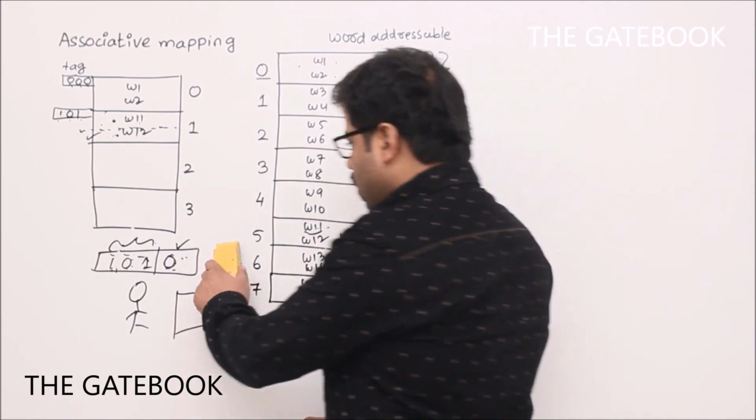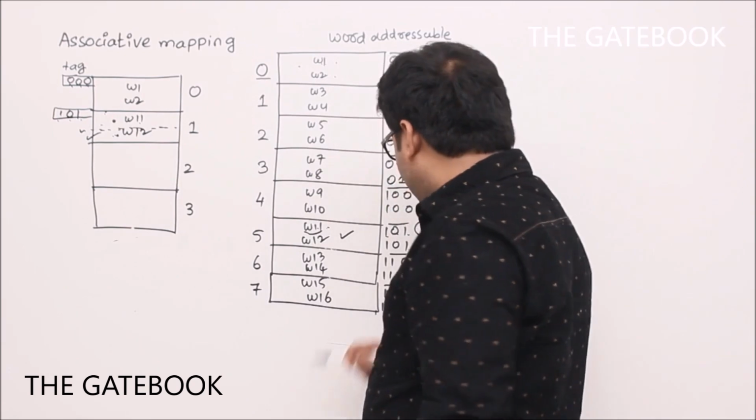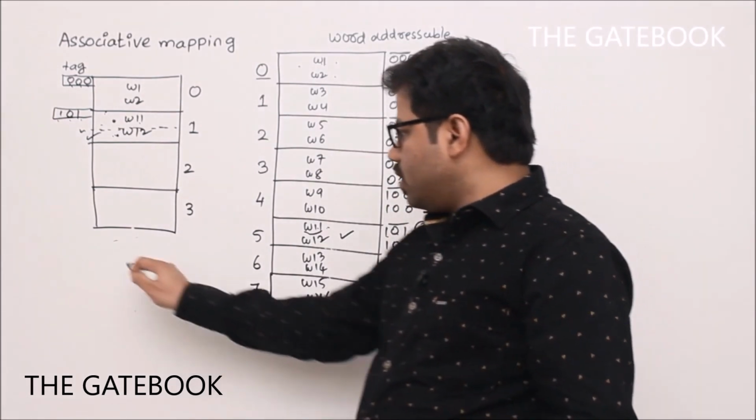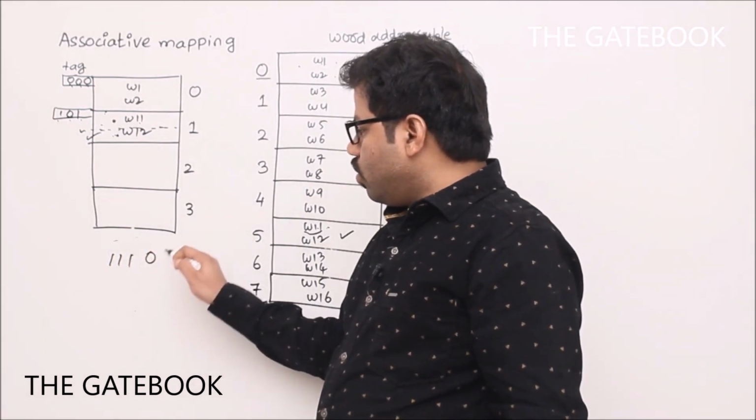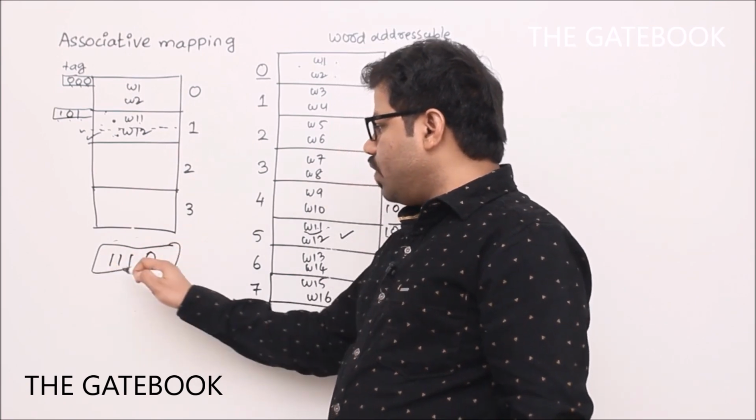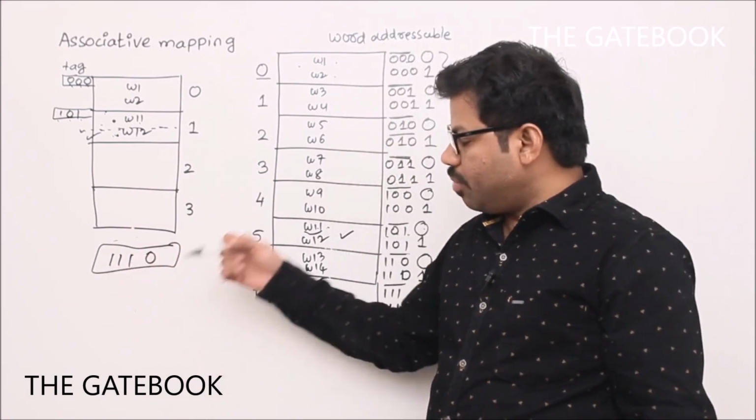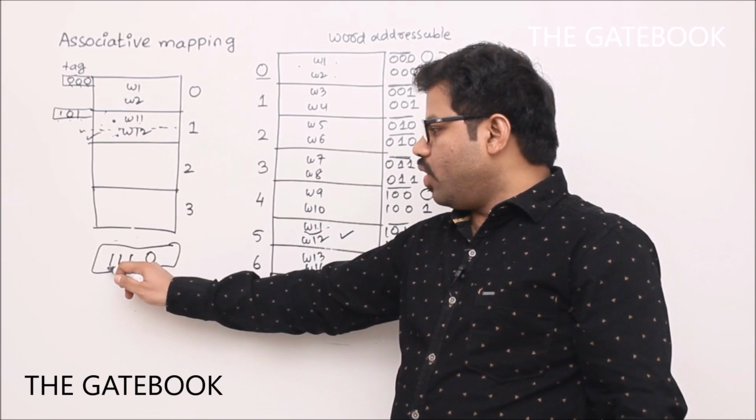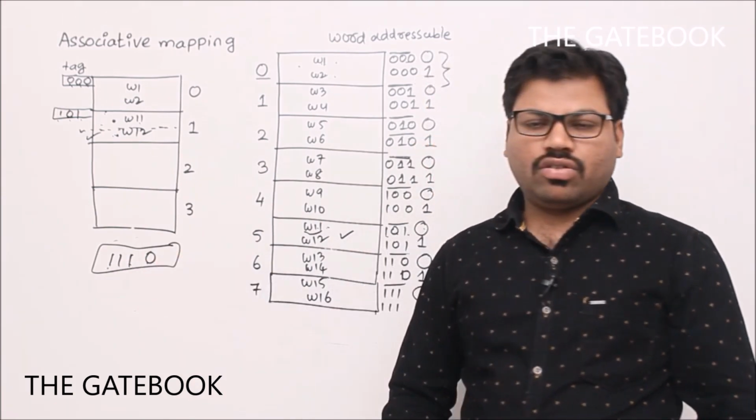Understand? Now one more example. Let's say this memory word, 1110. Your processor has decided to search for a memory word. That means it wants to fetch the memory word 1110.